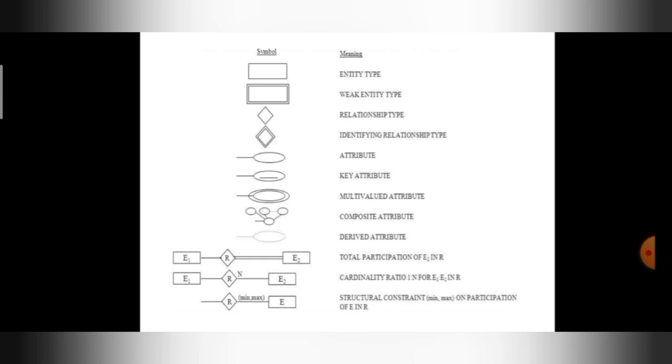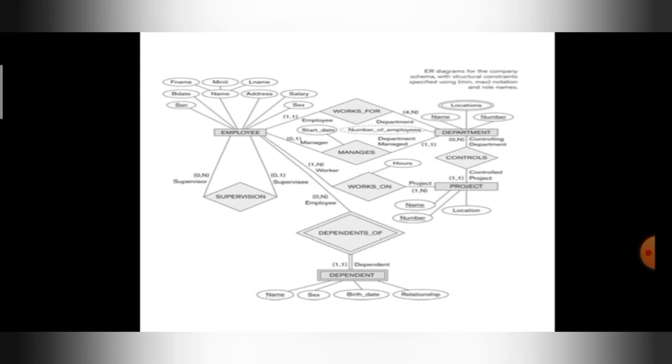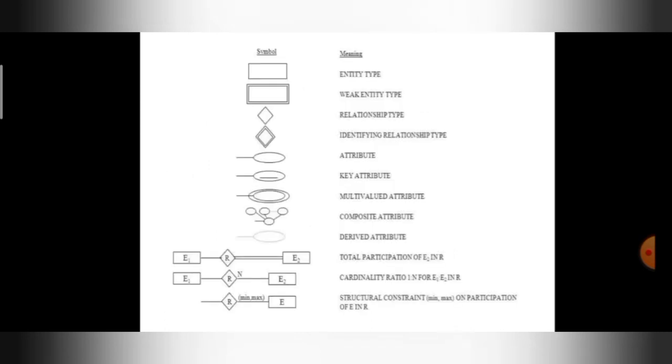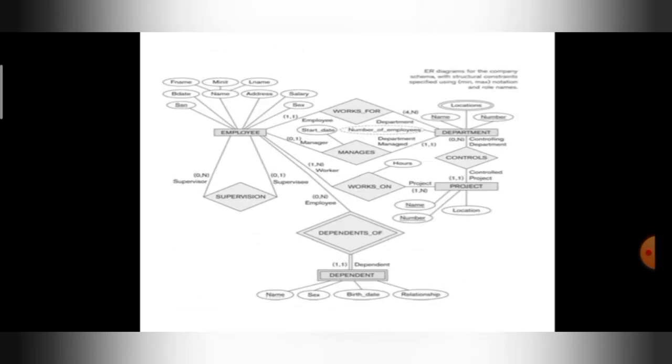And structural constraint, minimum, maximum. For example, you can see there between the employee and the department, on the works for relation, there is 4, n. What is that? 4, n, minimum maximum ratio. That is a structural constraint. Minimum 4 employees should work for the department. Maximum n number of employees can work for the department. Hope you are understanding. 4, n: 4 is the minimum number of employees. What is the maximum number of employees? N. This is a structural constraint.